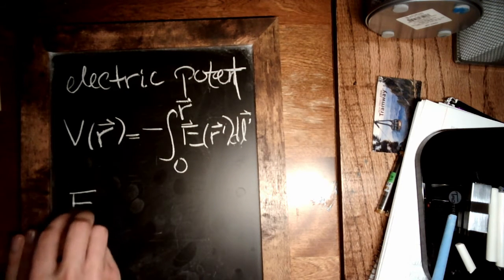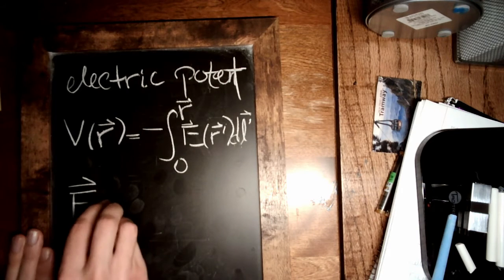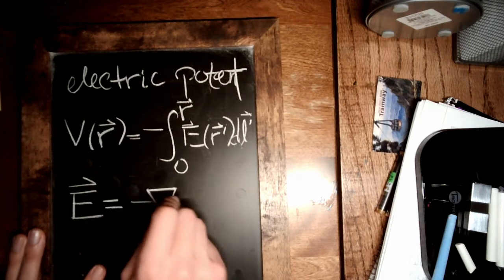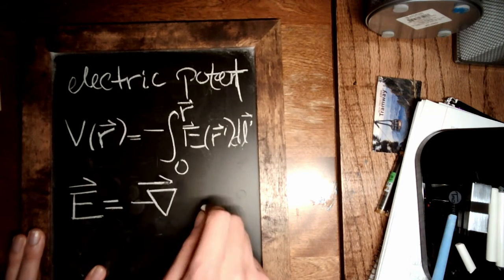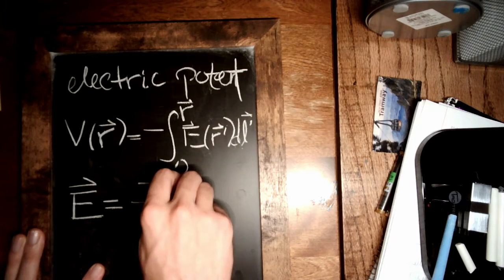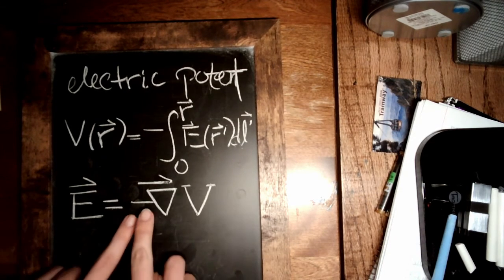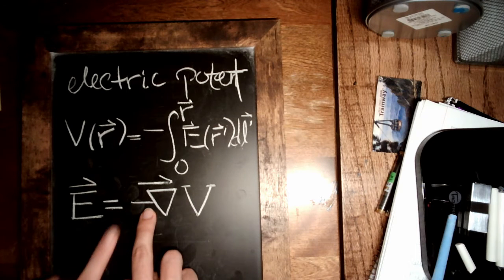So now we can say that E can be written simply as the gradient of some potential V, just like that. And you can't forget this minus sign. Oh, minus signs are so important.